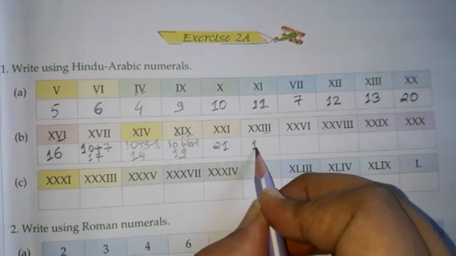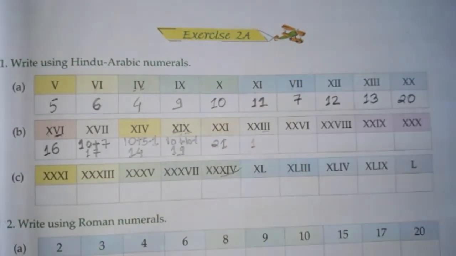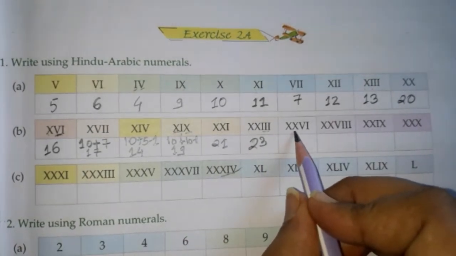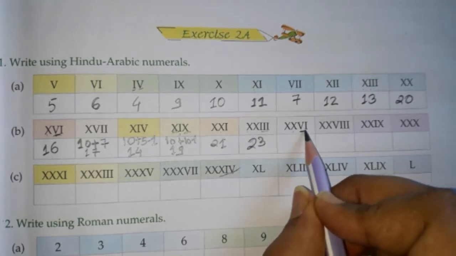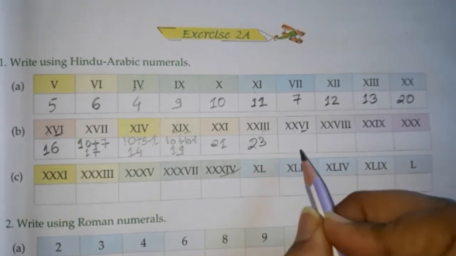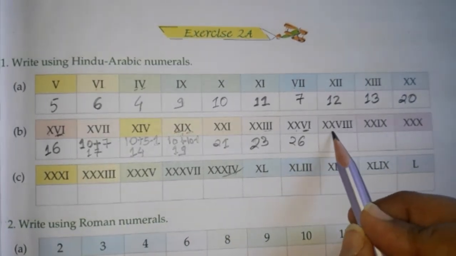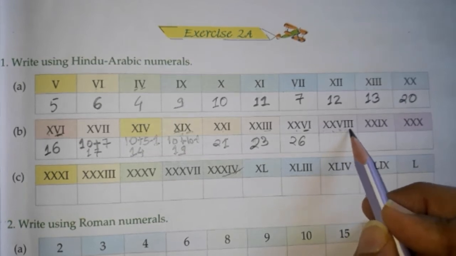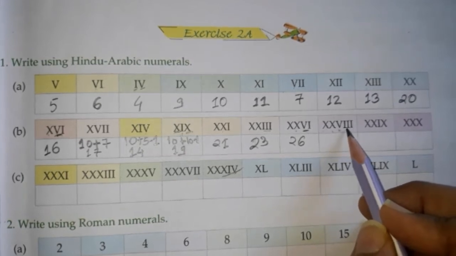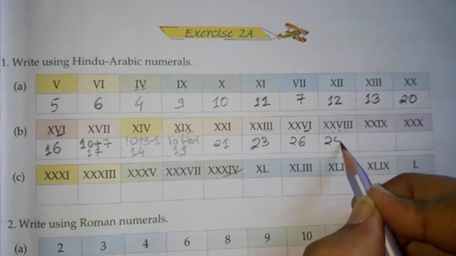It will be 23. Again 10 plus 10 is 20, and after solving so many examples we already know this VI means 6. 10 plus 10 is 20, plus 6 is 26. Then 10 plus 10 is 20, and this VIII means V is 5, III means 3. 5 plus 3 is 8, so it will become 28.